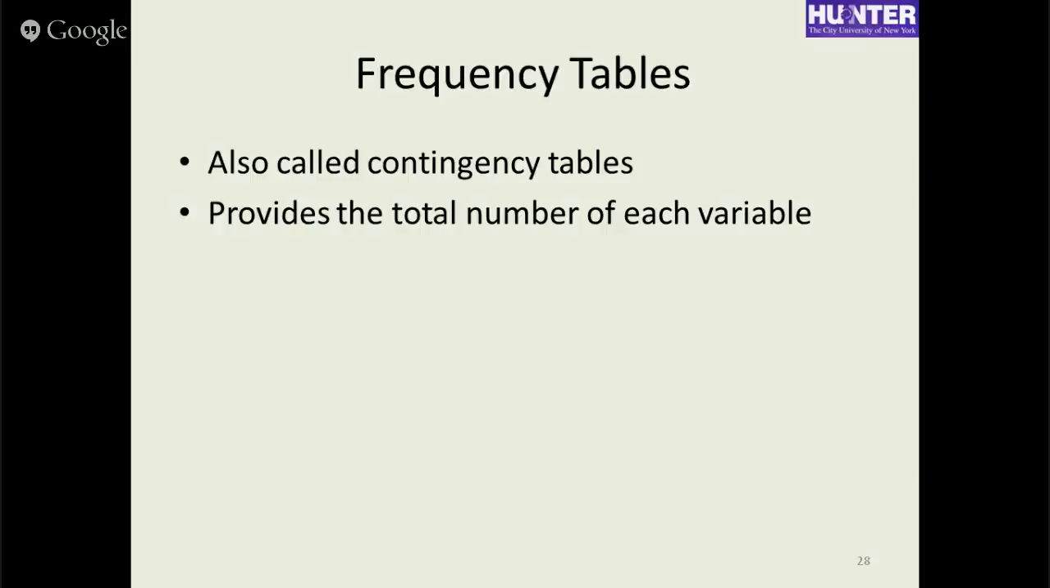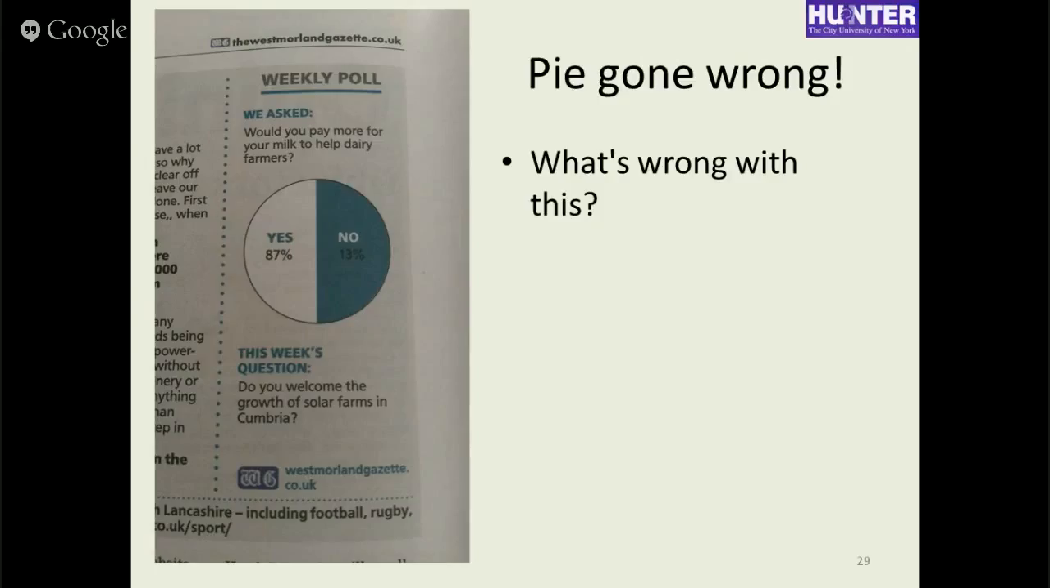The frequency table, also called contingency table, is all about counting up the different values that occur and providing those total numbers for each variable. There is an alternative to this, the pie chart. Can anyone tell me what's wrong with the pie chart?